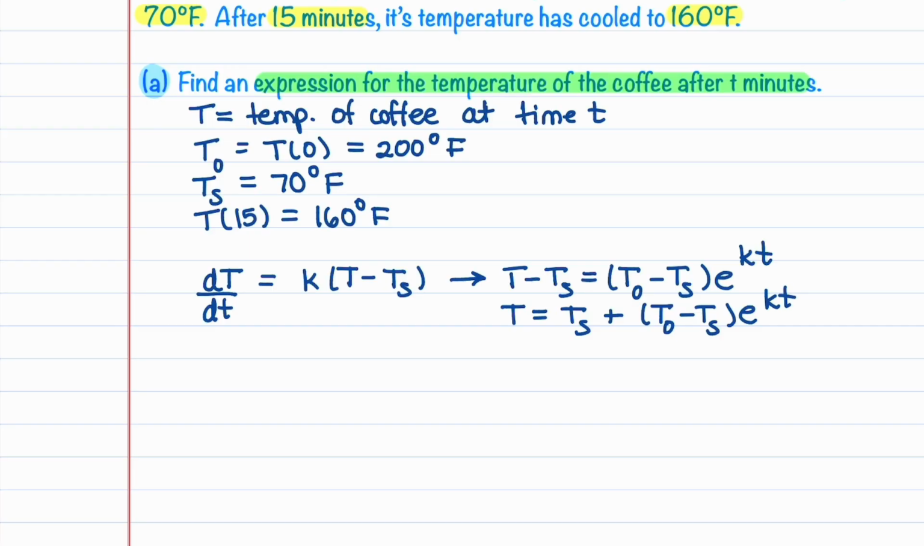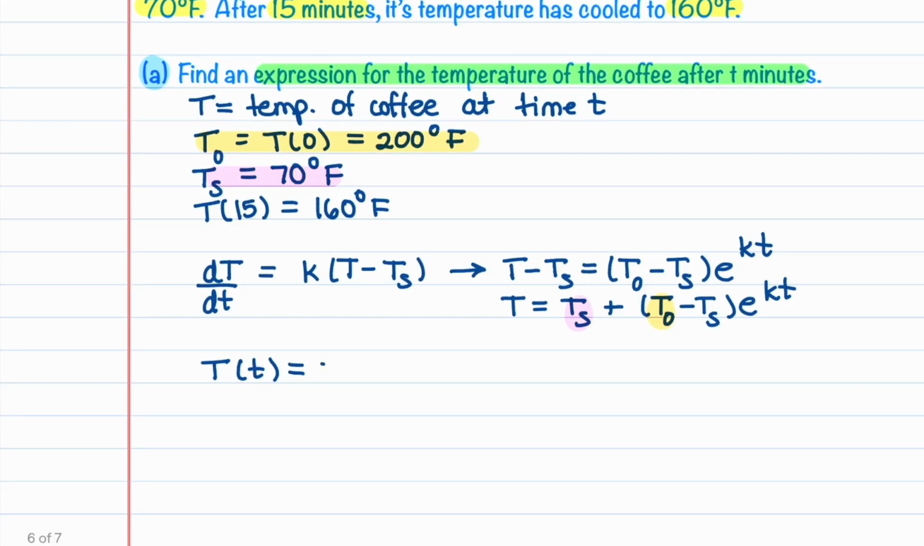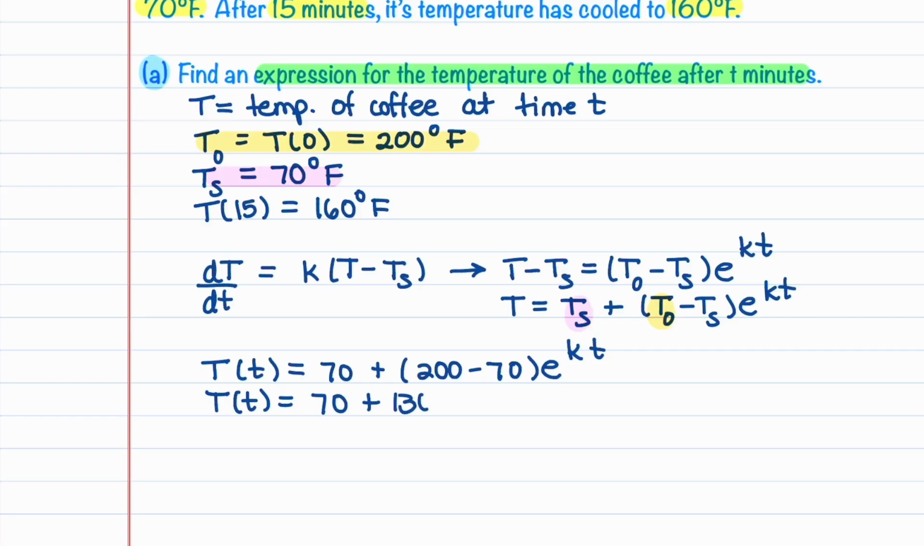Now we can go ahead and plug in for T sub S. That is 70 degrees. And for T sub 0, that is 200 degrees. So our temperature T of t is equal to T sub S, which is 70, plus T sub 0, which is 200, minus T sub S, which is 70, times e to the kt. So we have T of t is 70 plus 130 e to the kt.